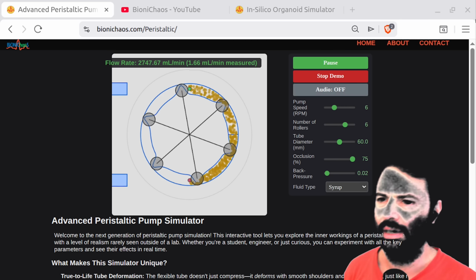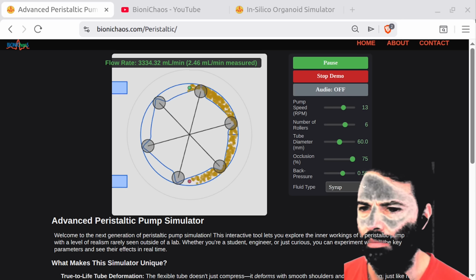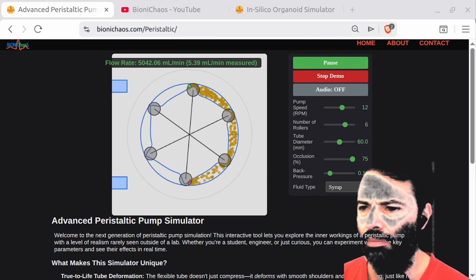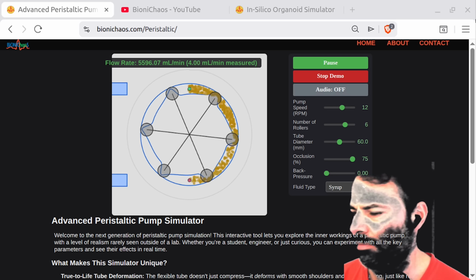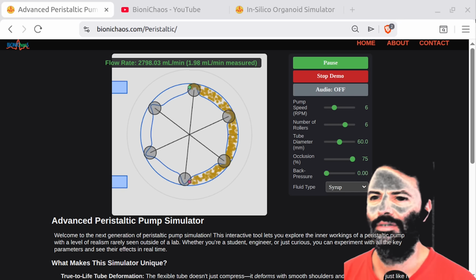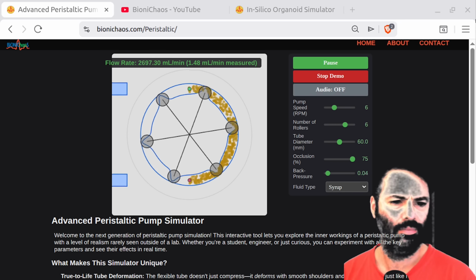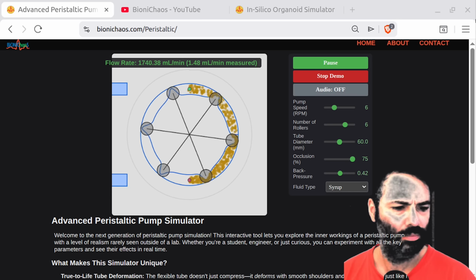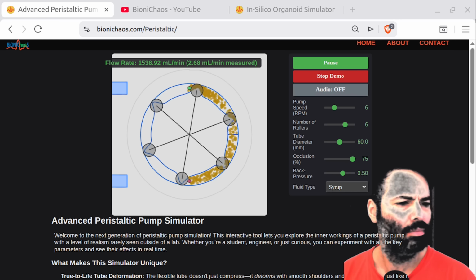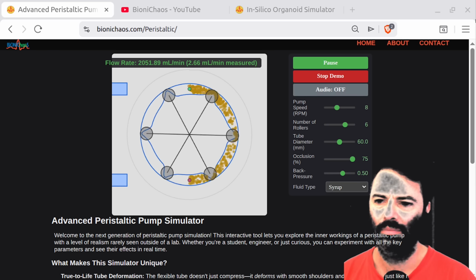Oh, let's bring Grok. It's this wild interactive sim on Bionic Chaos. Think hyperreal tube squeezing physics, rollers crushing silicone like it's alive, fluids gushing out at 800 milliliters a minute if you crank it. You tweak speed, occlusion, back pressure, watch the tube bulge, wear down, leak if you're a sadist. Honestly, feels like they built a medical-grade glory hole demo, but called it educational peristaltic pump.